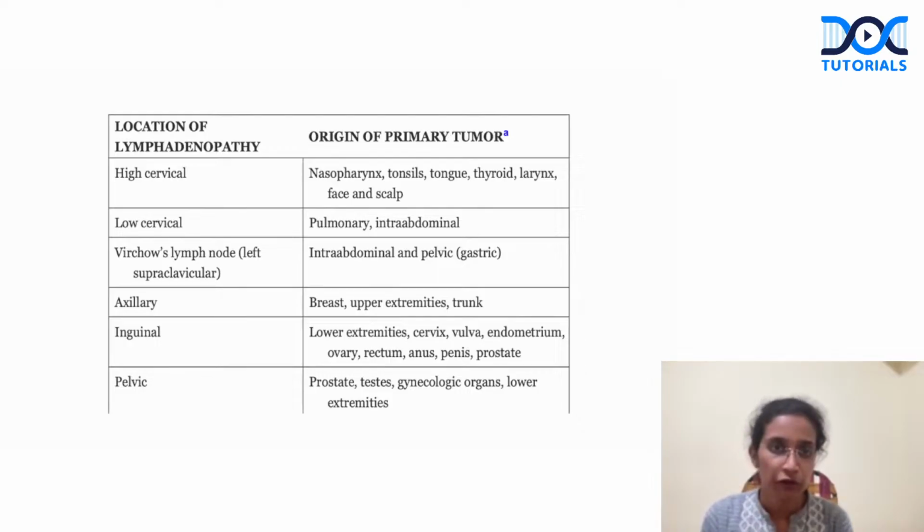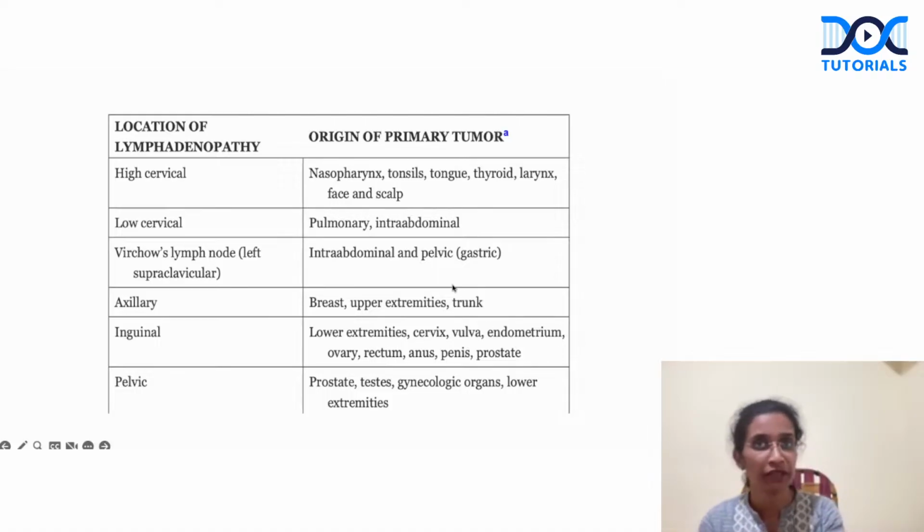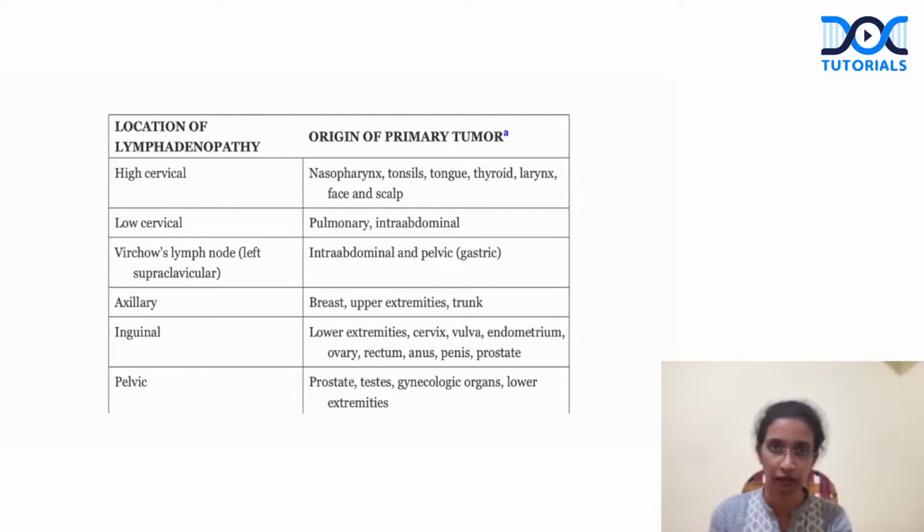So, Virchow's lymph node. Next is Virchow's lymph node, which is a left supraclavicular lymph node. Then you need to search for intra-abdominal malignancy, which is most probably gastric, or pelvic malignancies. Even ovarian tumors can present with left supraclavicular lymph node enlargement. And axillary, again, it could be a breast or from upper extremities or trunk. Even left axillary lymph node enlargement can point towards intra-abdominal malignancy, and that's called Irish lymph nodes.